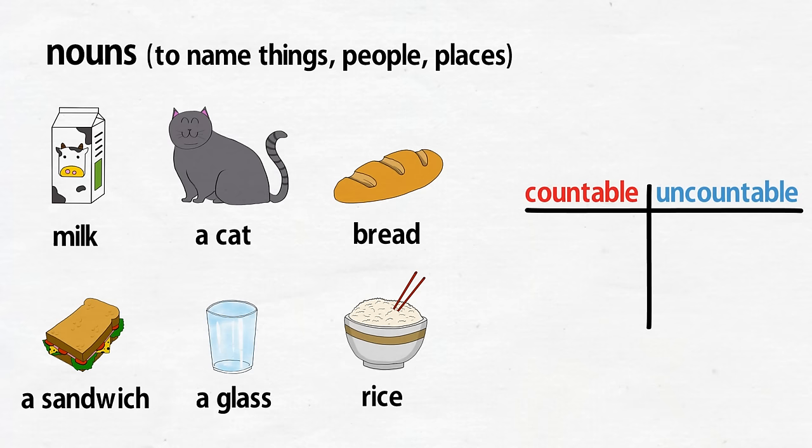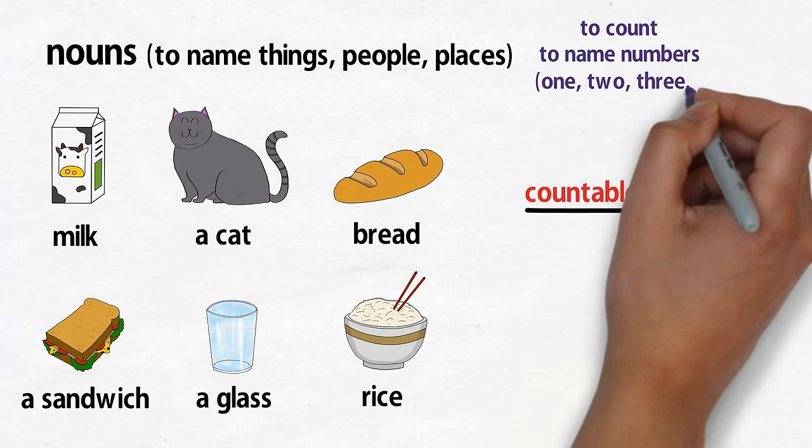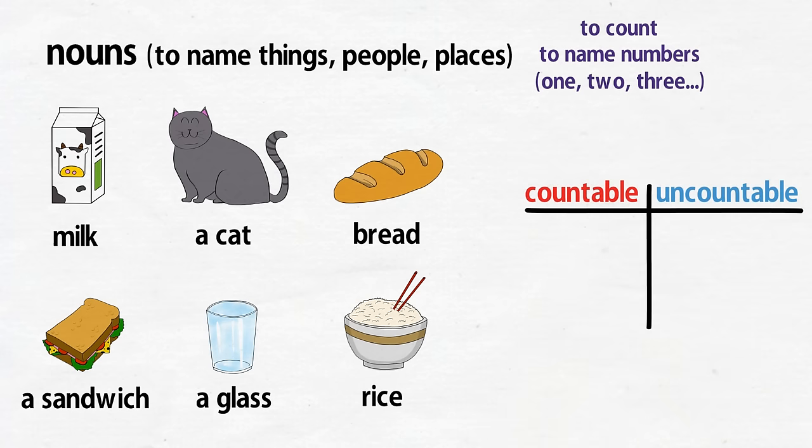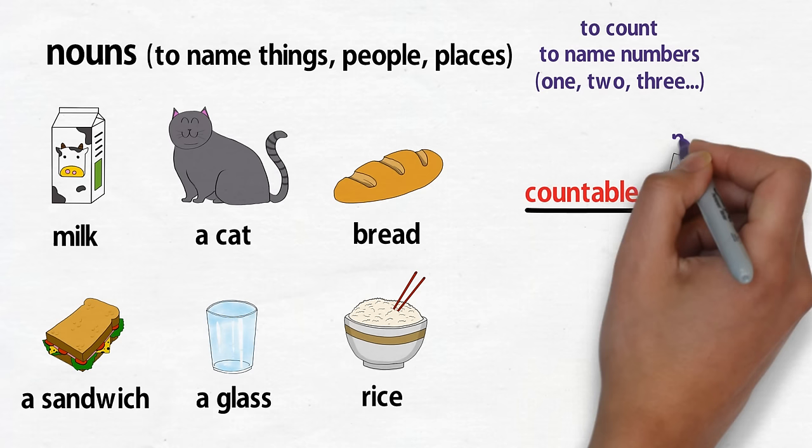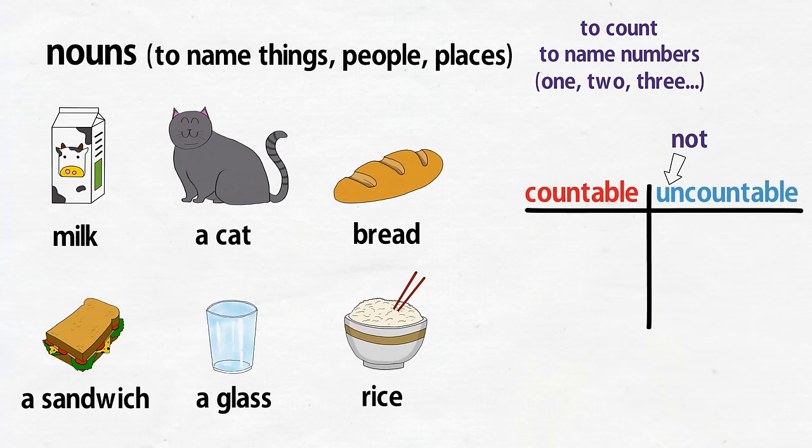Now, if you don't know what that means, those words come from the verb to count, which basically means to name the numbers, like 1, 2, 3, and so on. Also, this un means not. Okay, so now that we know all of that, pause the video and try to categorize these nouns as countable or uncountable.